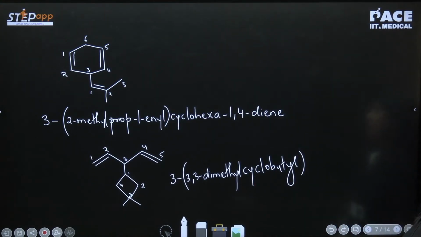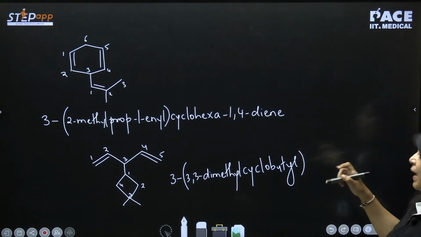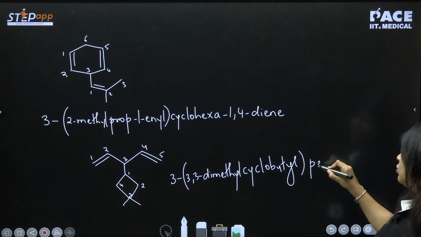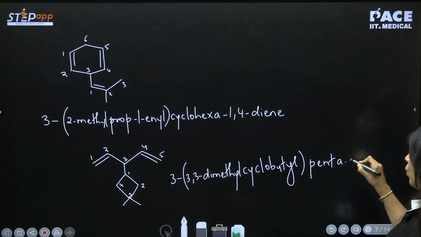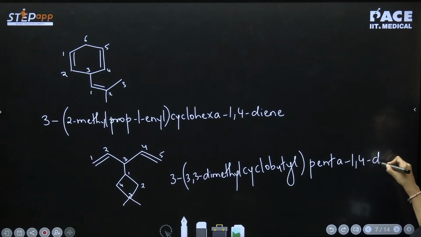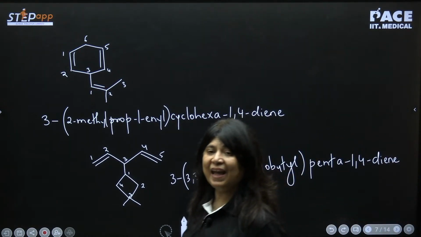3,3-dimethyl cyclobutyl, and then the parent has 5 carbon. So it is penta-1,4-diene. Penta-1,4-diene.